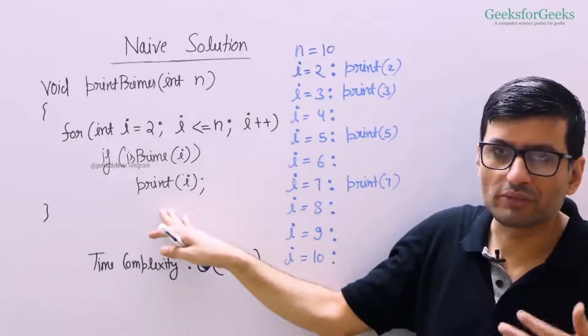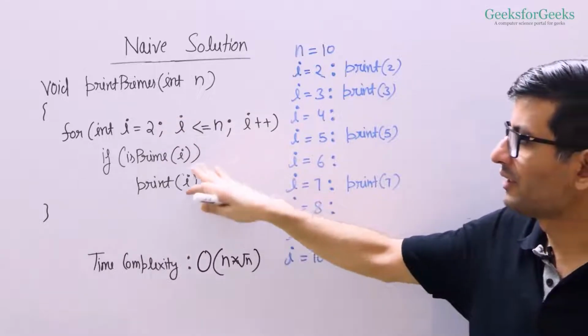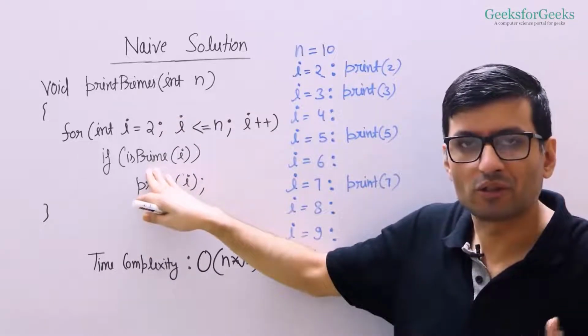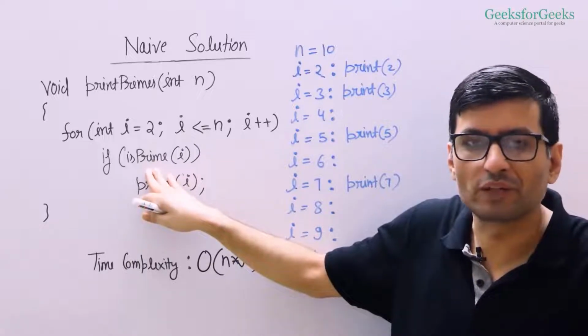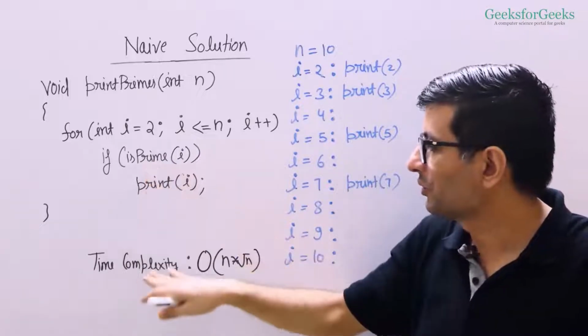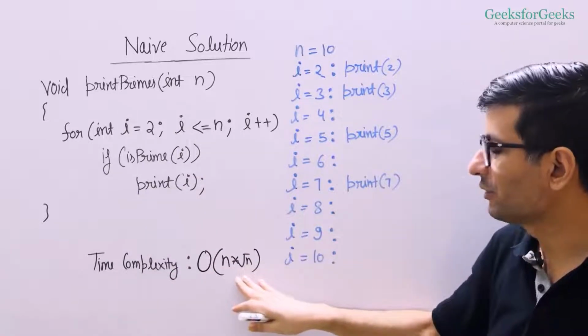Let's now talk about time complexity of the solution. This loop is clearly a theta n loop, and inside this loop we are calling isPrime, and we talked about the implementation of isPrime. It was O(sqrt(n)) time complexity. So overall time complexity of this solution is going to be O(n * sqrt(n)).